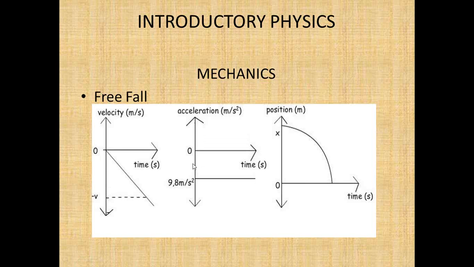For the acceleration, if this is an acceleration time graph, that is you're plotting acceleration against time, it's going to be a negative number. So this is your positive quadrant. This is the negative quadrant below the horizontal timeline, okay? Because it's a motion downwards. So it's going to be in the negative quadrant, and it's 9.8 meters per second squared.